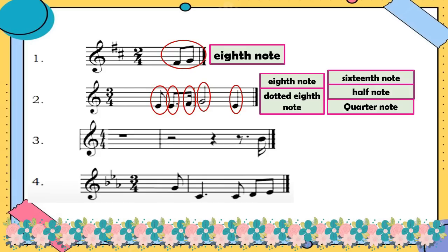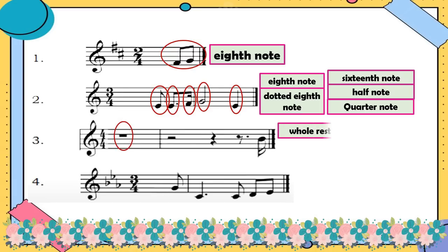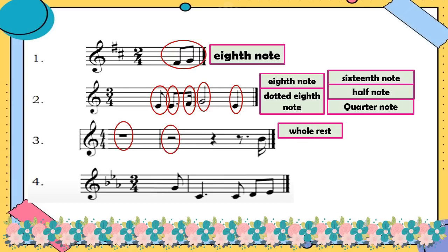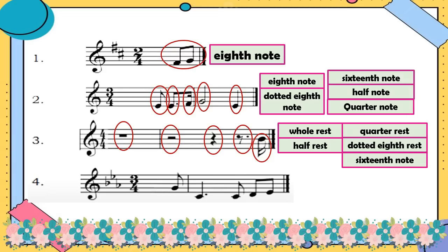Number 3. What kind of note and rest are the following? Very good. This rest is whole rest. This rest is half rest. This rest is quarter rest. This rest is dotted eighth rest. And this note is 16th note.